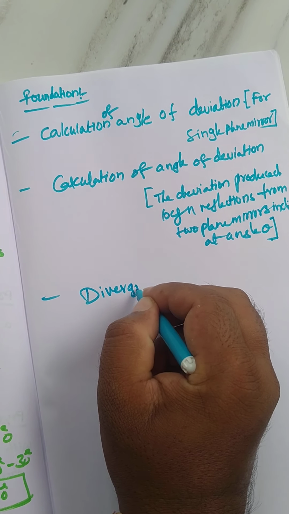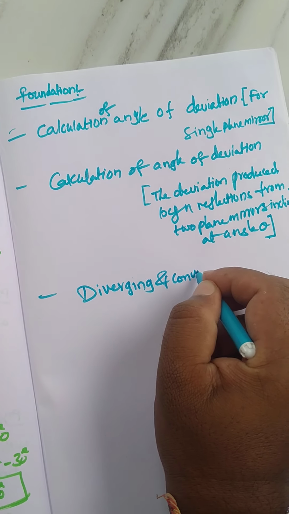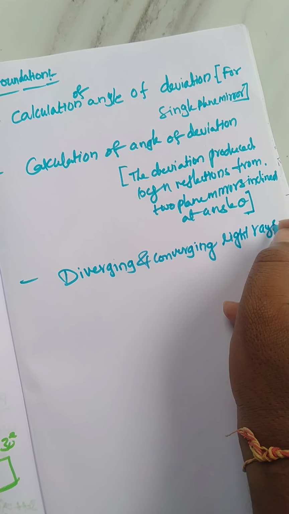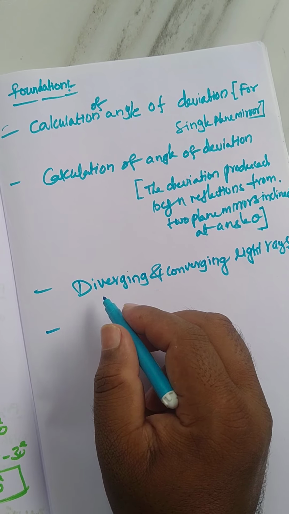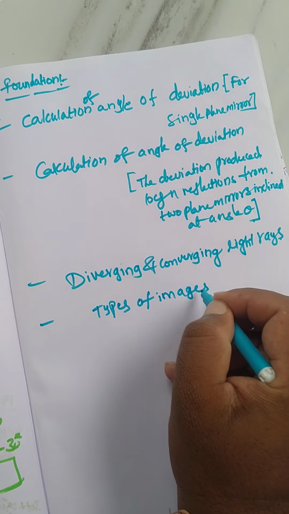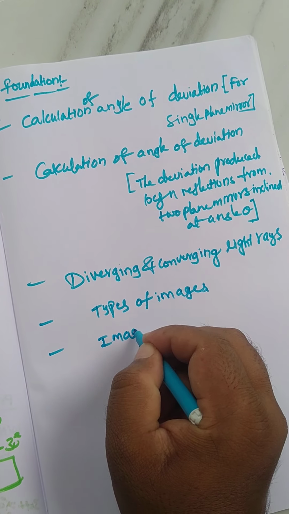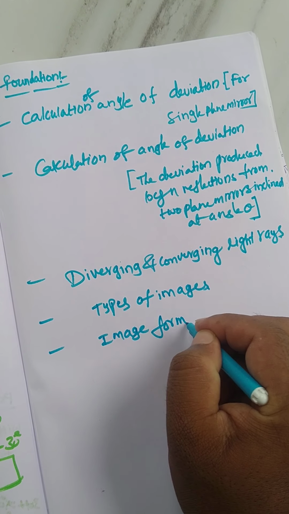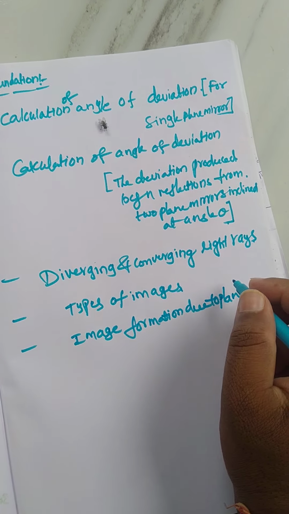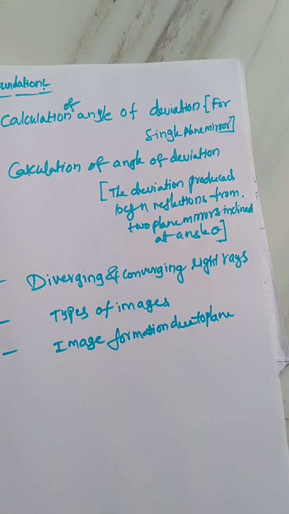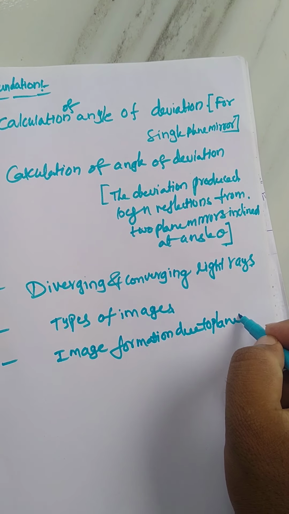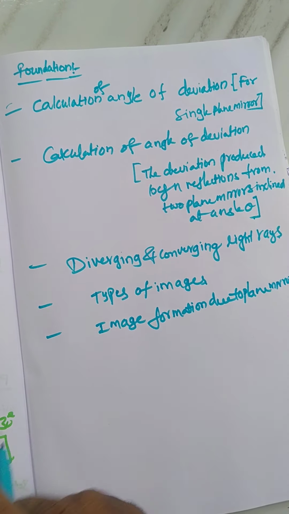Next I am going to discuss diverging and converging light rays, then types of images, and next image formation due to plane mirrors. Today I want to discuss concepts only, and in the next foundation class I will discuss problems on this plane mirror, right?